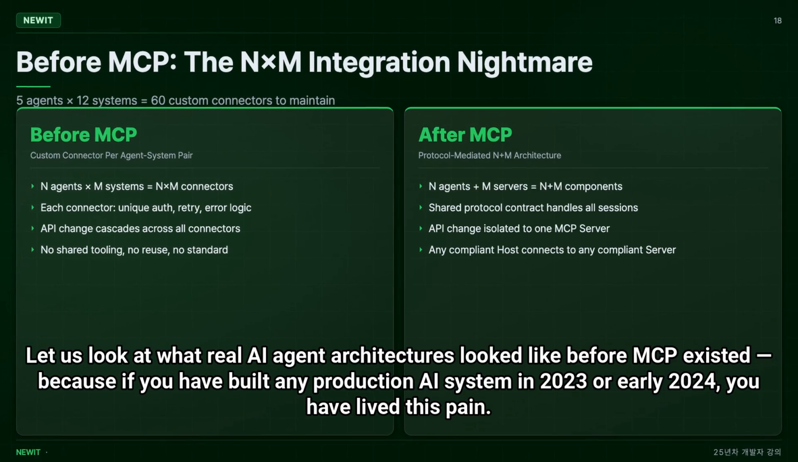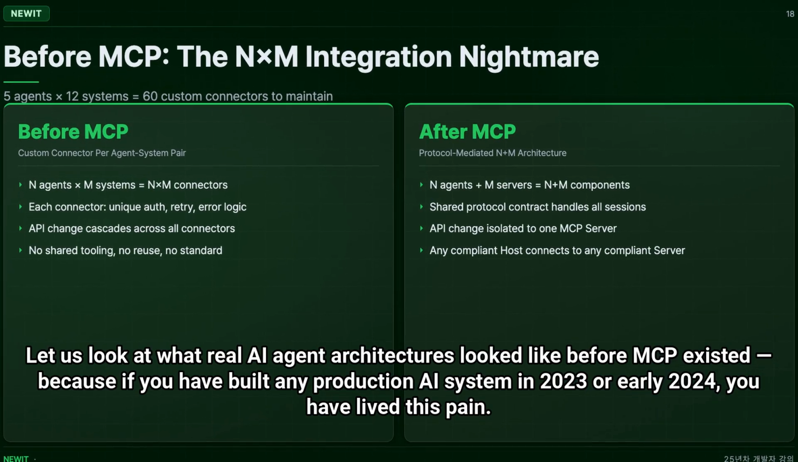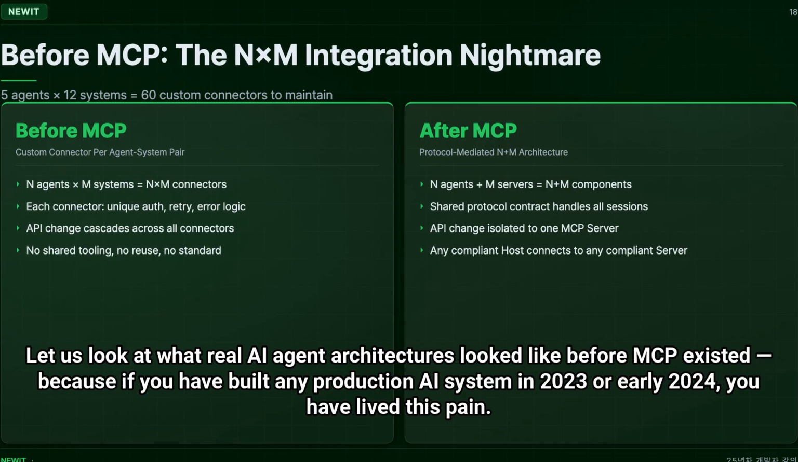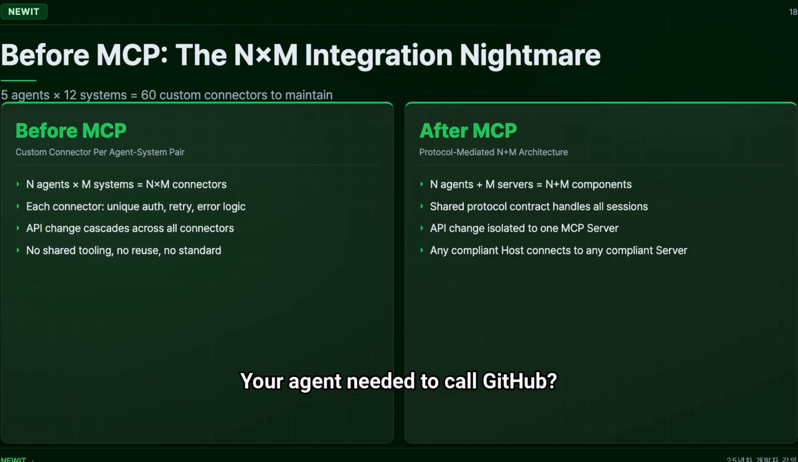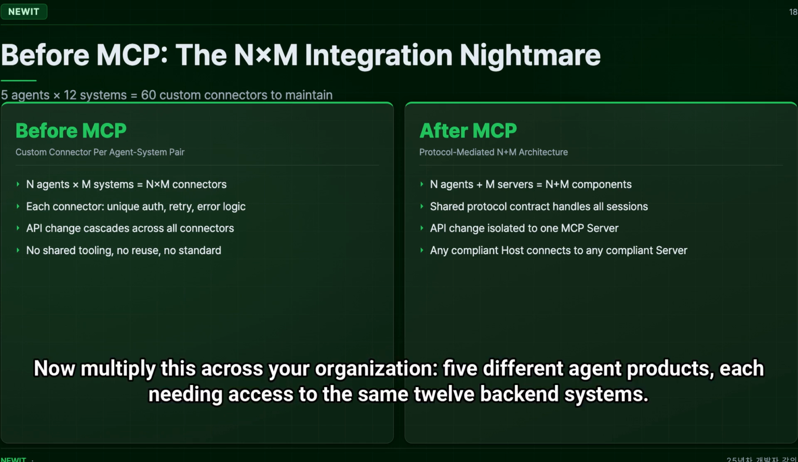Theory is one thing. Let us look at what real AI agent architectures looked like before MCP existed. Because if you have built any production AI system in early 2024, you have lived this pain. In a pre-MCP architecture, every AI application that needed to interact with external tools built its own integration layer. Your agent needed to call GitHub. You wrote a custom GitHub SDK wrapper. It needed a PostgreSQL database. Another custom adapter. It needed to read from Confluence. Yet another bespoke connector.